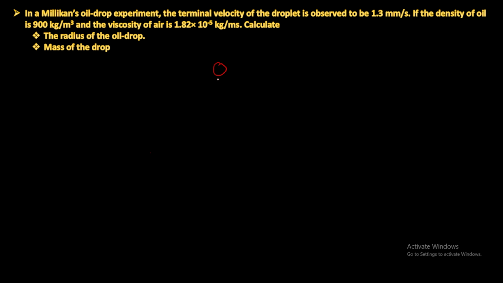When the oil drop is falling under the effect of gravity alone, that means in the absence of electric field, with certain terminal velocity v1, in these conditions we can find the radius by using the formula r equals under root 9 eta v1 divided by 2 (rho minus sigma) g. This is the formula to find the radius of the given oil drop.